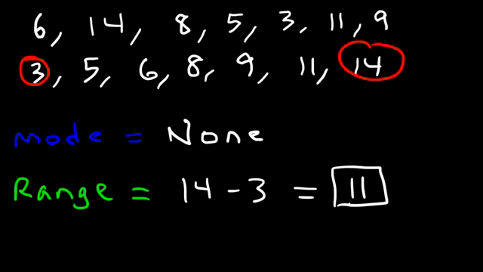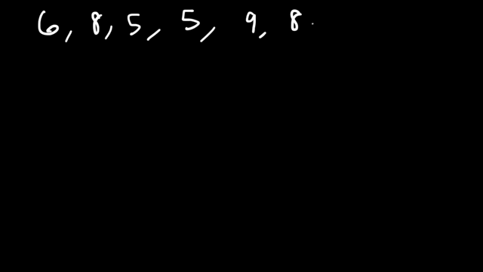So far we've considered 2 examples in which we had an odd number of numbers in a data set. In this case, there were only 7 numbers. But what if we have an even number of numbers? For example, let's say there are 8 numbers in a data set. Let's try this example. Let's say the numbers are 6, 8, 5, 5, 9, 8, 10, and 8. So go ahead, take a minute, calculate the mean, median, mode, and range.